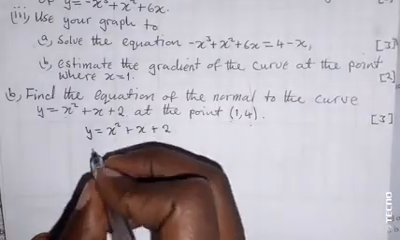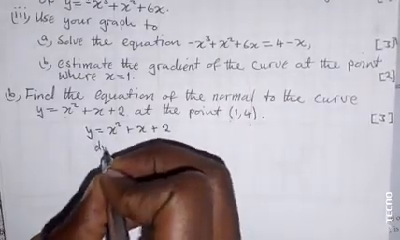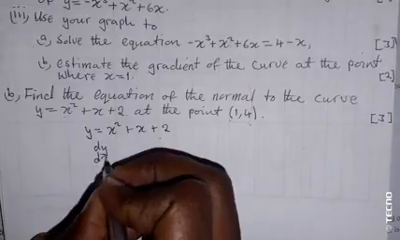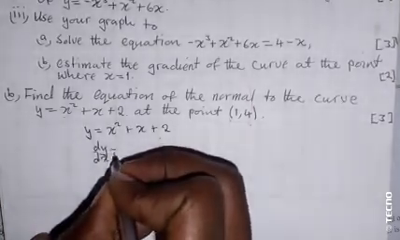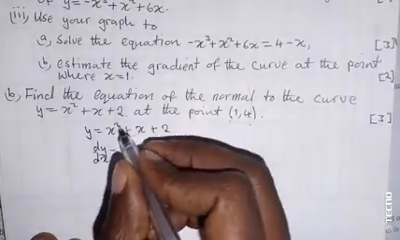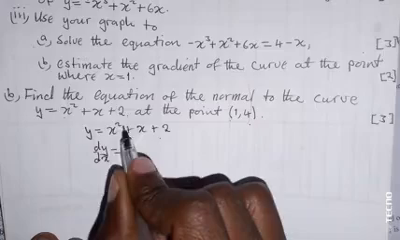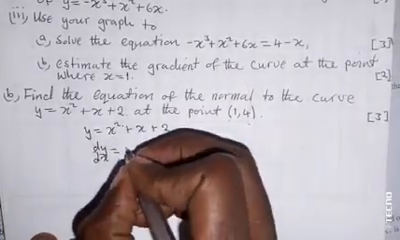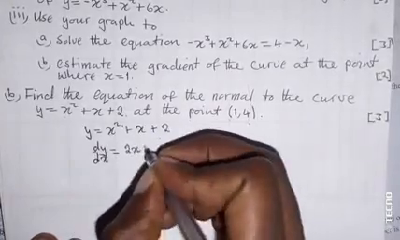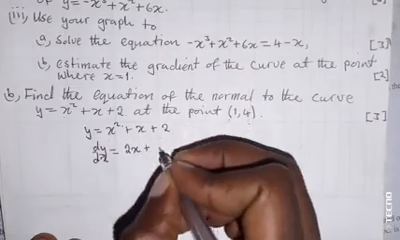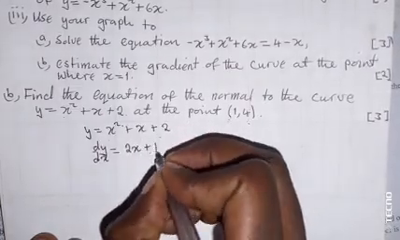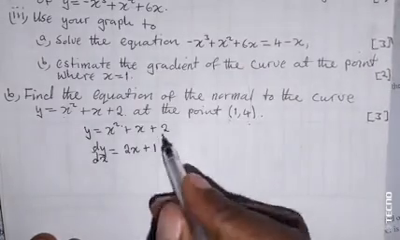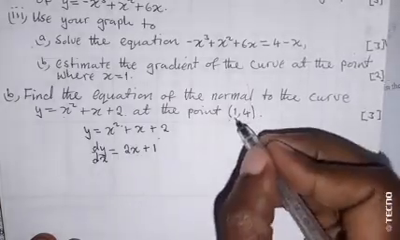So differentiating this one, we say dy/dx. dy/dx is equal to this one. We drop this power and multiply with the coefficient of x. So this one will be 2x plus here it's 1. We only differentiate with respect to x.